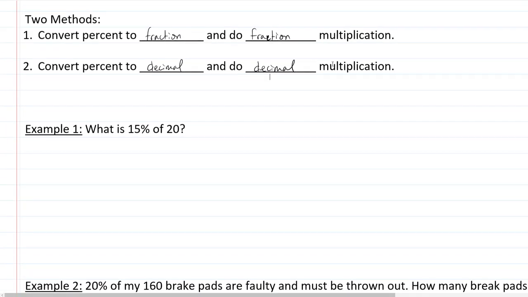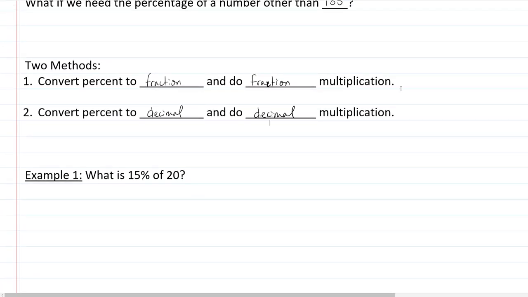So example 1, what is 15% of 20? So first off, I'm going to convert my 15% to a fraction. I'm going to use method 1 here, and it's 15 over 100, since fractions are always over 100 when we're dealing with percents. So if I reduce this, this is equivalent to 3 over 20 if I divide top and bottom by 5.